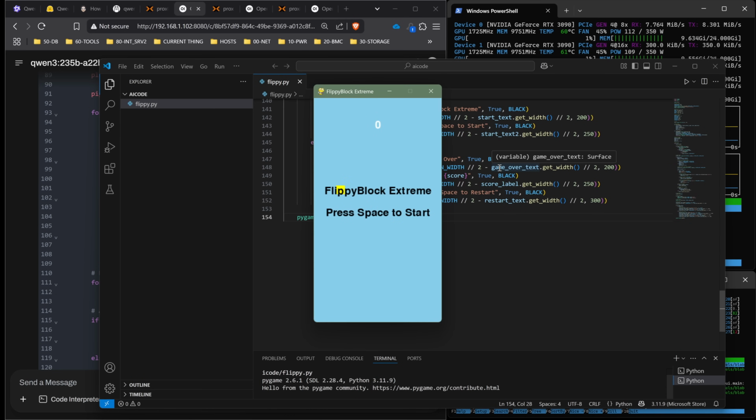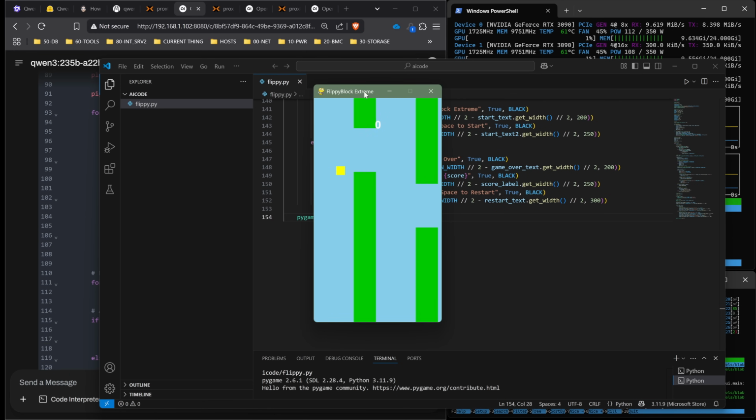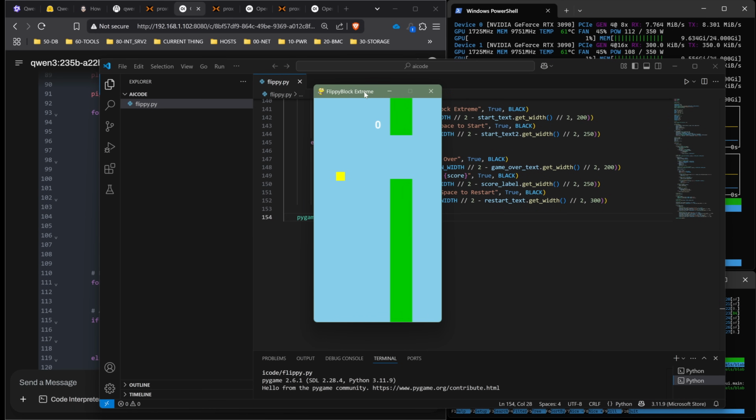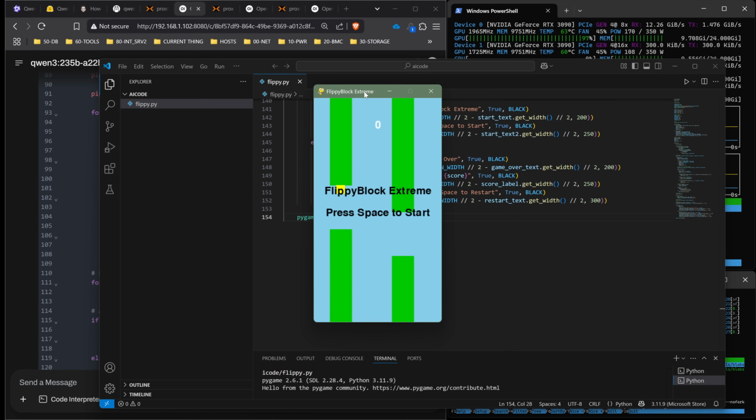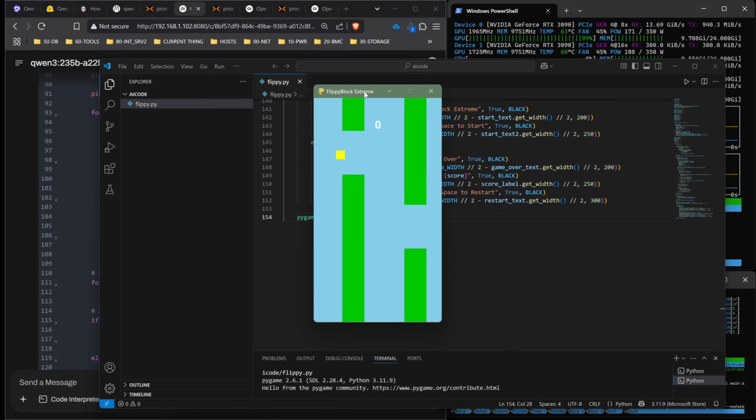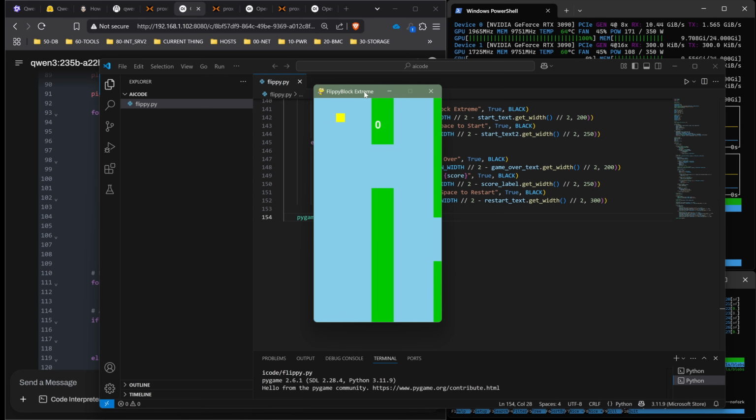Hitting play now. I like that it didn't just crash out or do something weird. Looks fine to me so far. Oh, hey, this is a good, this is hard. Can I get a single one through? It's a skills issue, it does look like on my end.